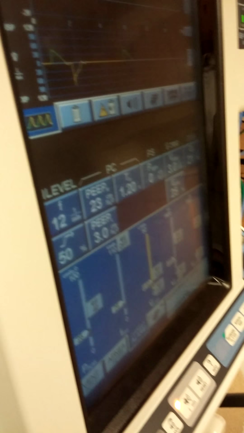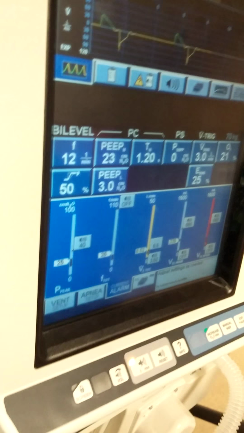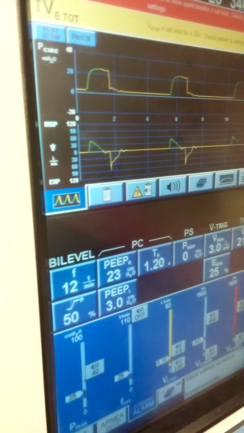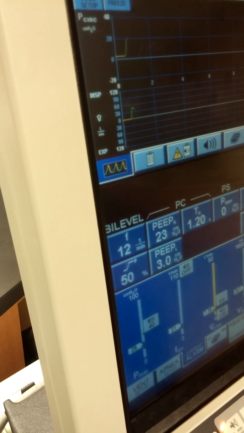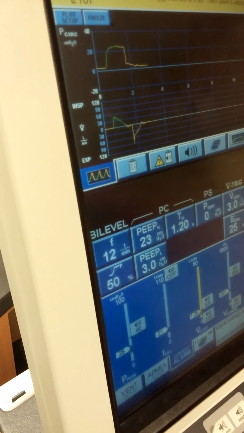Make sense? So pretty much, if time has elapsed and it sees the patient exhale, it synchronizes from P low to P high. Correct. From P high to P low. P high to P low.